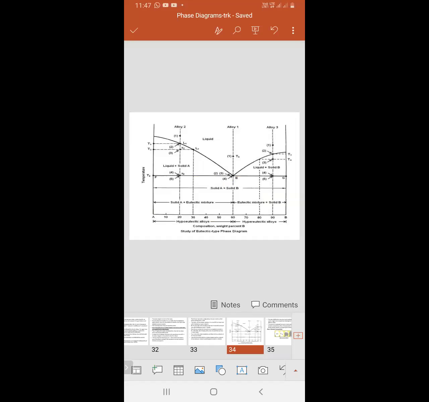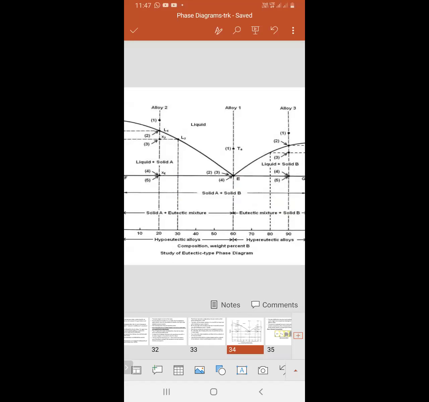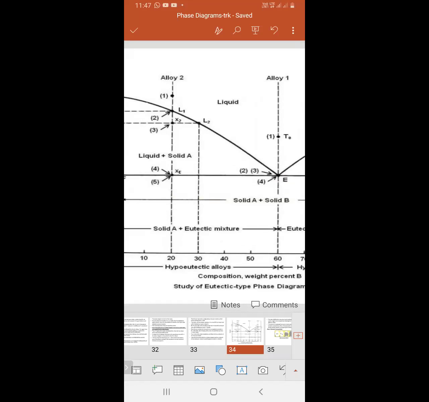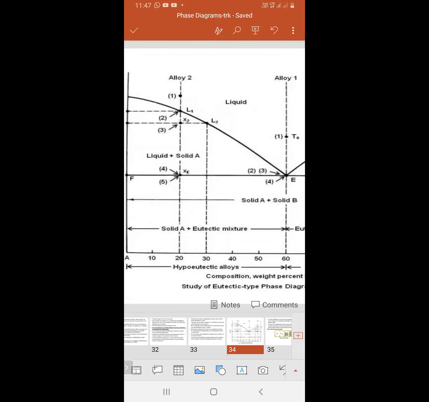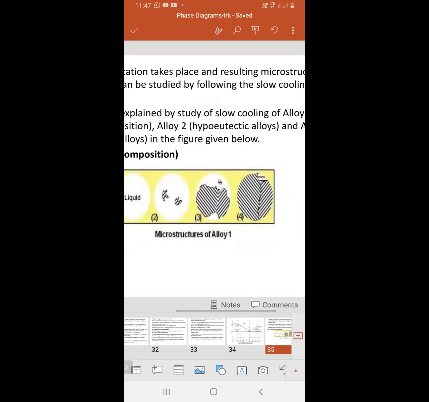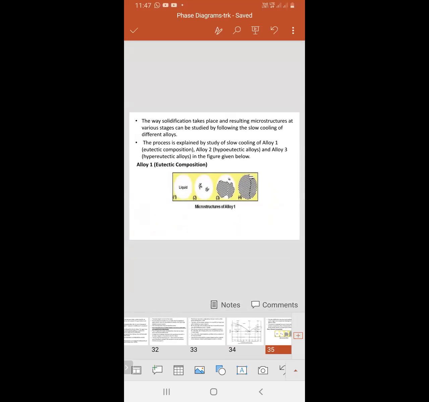Like this, at points 1, 2, 3 in the same way. At point 1 there is total liquid. At point 2, it is liquid plus solid, where liquid is more. At point 3, solid is more and liquid is less. At points 4 and 5, the entire phase is solid. These are the microstructures of alloys. We will discuss the remaining next class.